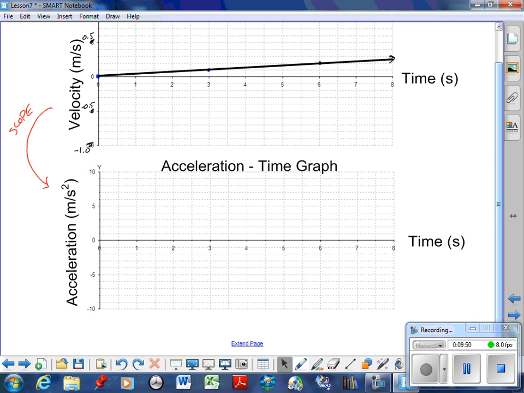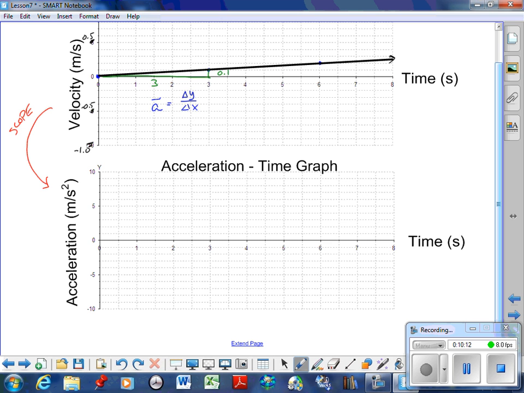All right. So we find the slope of that line. Keeping it simple, I'm going to use that triangle right there. So 0.1 and 3. So my slope here, which will be my acceleration, so I'm going to go acceleration equals delta y over delta x.